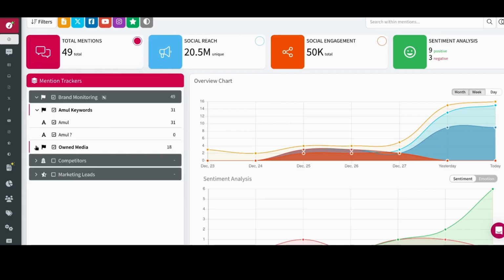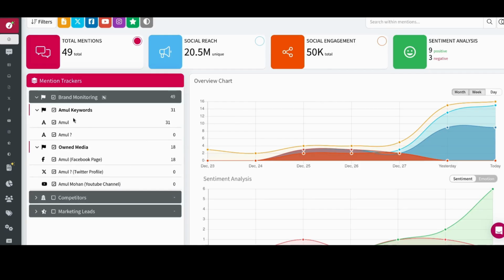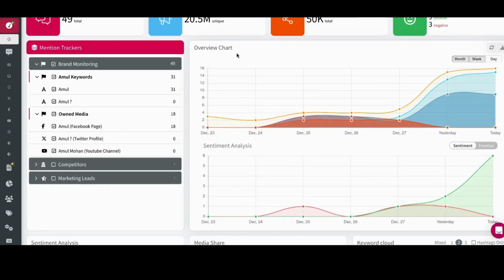We can also customize and put another keyword for Amul, maybe dairy products or some other, to understand it and compare it against the competitors. Over here we have the chart. In this we can view the analysis on a monthly, daily or weekly basis.